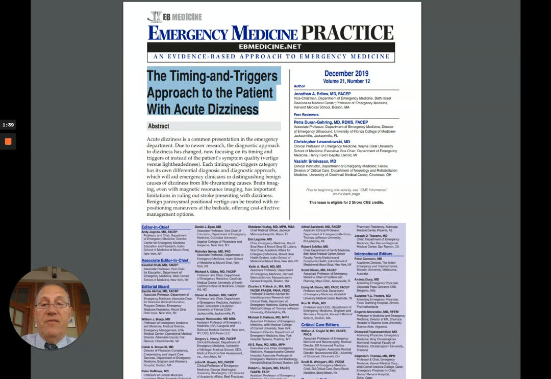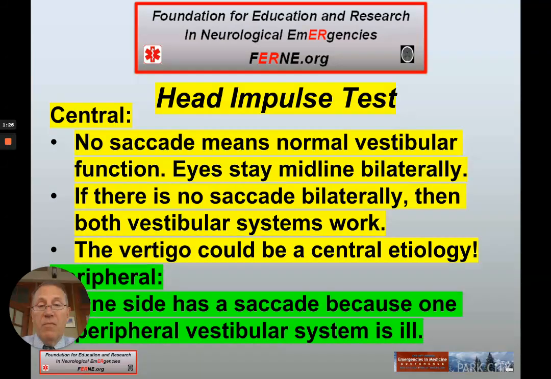This is the monograph, Timing and Triggers Approach to Patient with Acute Dizziness, published by EB Medicine, written by Jonathan Edlow, a physician with great interest and expertise in the care of dizzy patients.